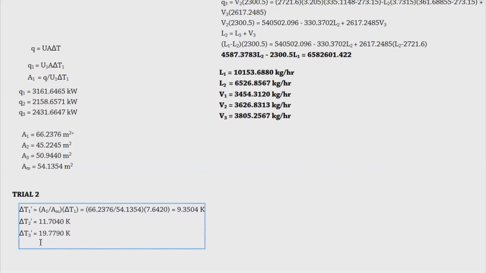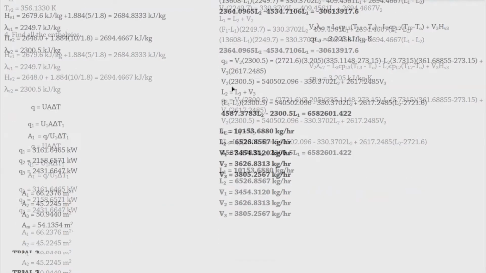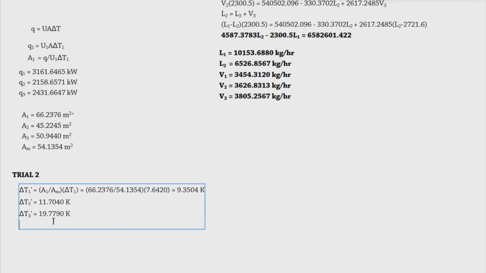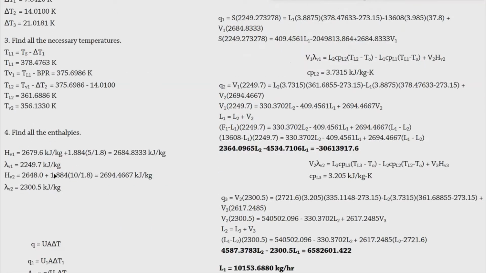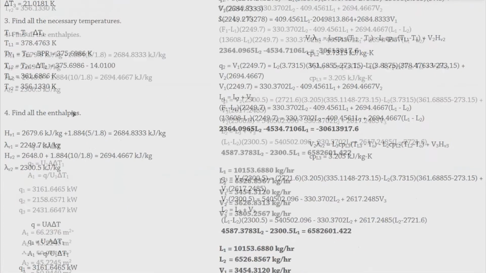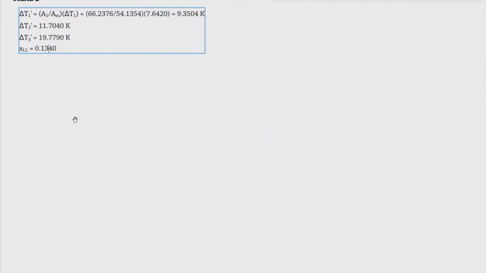10153.6880, and then times XL1, that is equal to the feed times 0.10. So that's 13608 and then times 0.1. So it will give us the value of X sub L1, which is equal to 0.1340. So yung assume natin before na around 15%, medyo mamumove lang siya to a lower value na 0.13. So, gagawin natin, yun na yung ating magiging bagong X sub L, 0.13. Because yun yung ating nakuha dun sa ating value din.